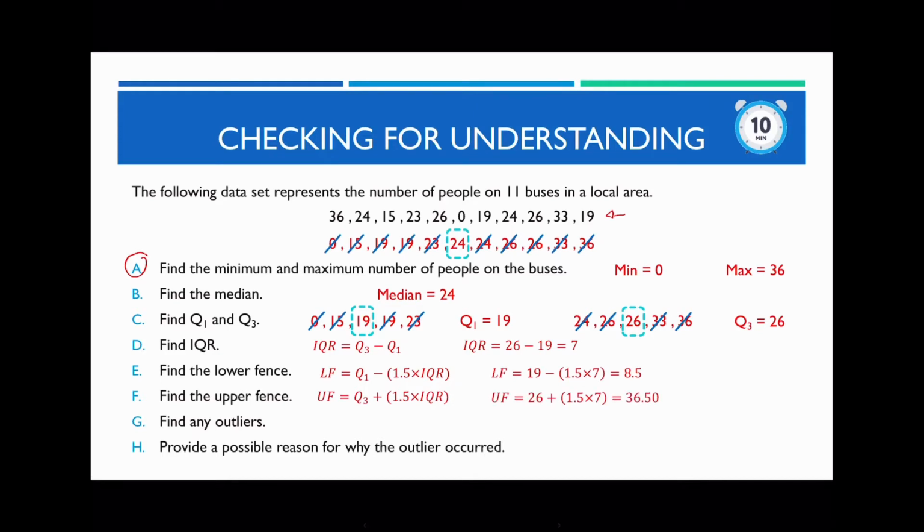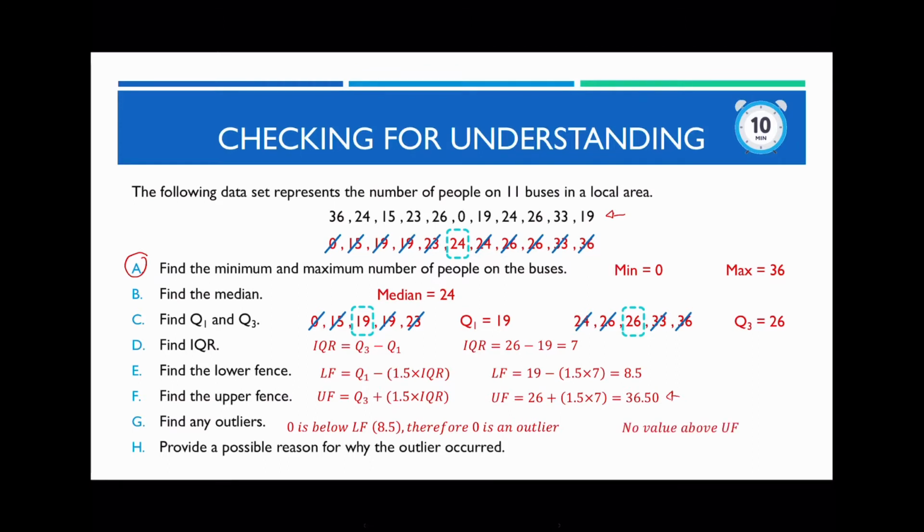Once I've got the lower fence and upper fence, I can refer to the data to determine whether there are any outliers present. In this case, there is one value that's smaller than 8.5. That's 0. So therefore, 0 is considered to be an outlier. I'll see whether there are any values above 36.5. In this case, there are no values greater than 36.5. So only 0 is considered to be the outlier for this particular data set.